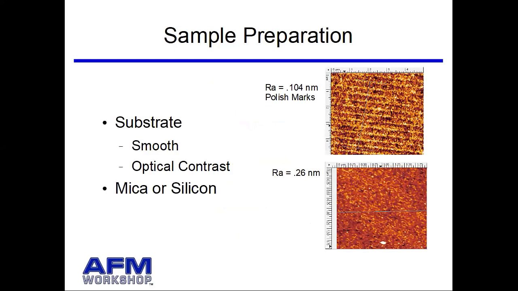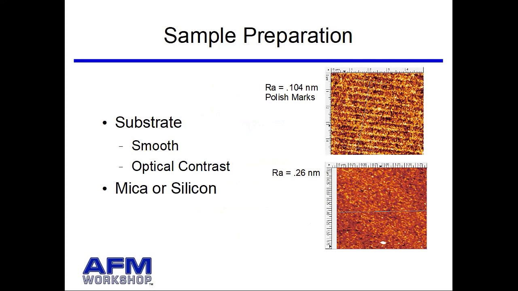So the substrate is something that's very important. I showed you an image earlier of graphene on mica. That's a very good substrate. It has to be very smooth. It's helpful to have good optical contrast. So silicon oxide, a very thin layer of silicon oxide, can be good because it appears purple, and then you can see the 2D materials of graphene on the surface.